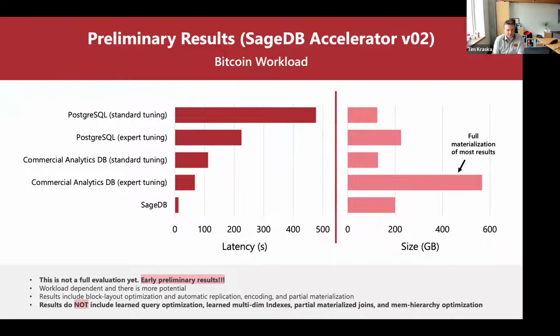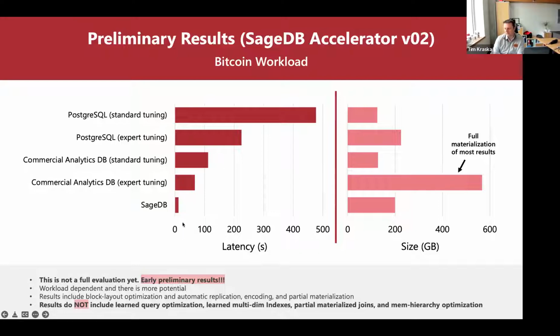These are some very initial performance results using one of our workloads based on Bitcoin data. What it shows on the left is the overall latency to execute the workload. On the right side is the size the data takes. We compared SageDB against Postgres as well as a commercial column store, an analytical database, in two modes: standard tuning, which is essentially out of the box after tuning every parameter the way you're supposed to, and expert tuning, which means having somebody who's an expert in the system really look into the data and the workload and tune every parameter in the best possible way.